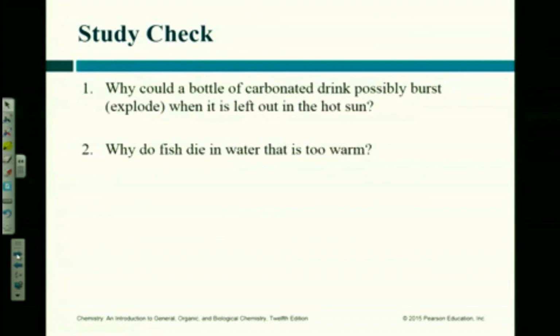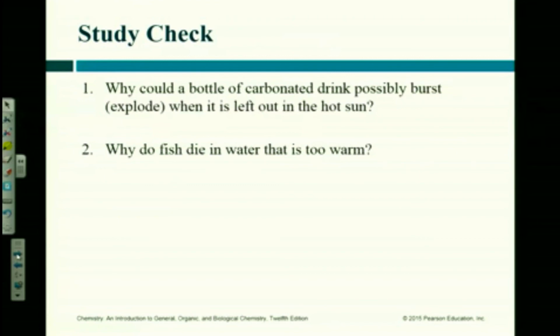Okay. Same thing. Why do fish die in warm weather? What do fish need in the water? They need oxygen, don't they? So when it gets hot outside, what happens? Oxygen doesn't dissolve in hot water. So what happens? Little fishies suffocate.